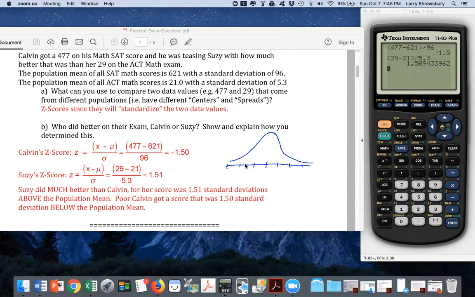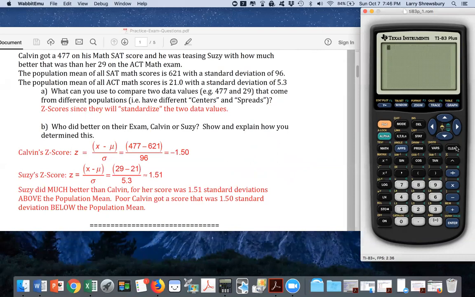And Calvin was right there, 1.5 standard deviations below, and Susie is way over here. Just to give you an idea, once again, 1, 2, 3 standard deviations difference between them, a long ways away. All right, well, I think we've thoroughly covered that. Not too much more we can do with that one. So let me clear that, and let's see what our next question is.